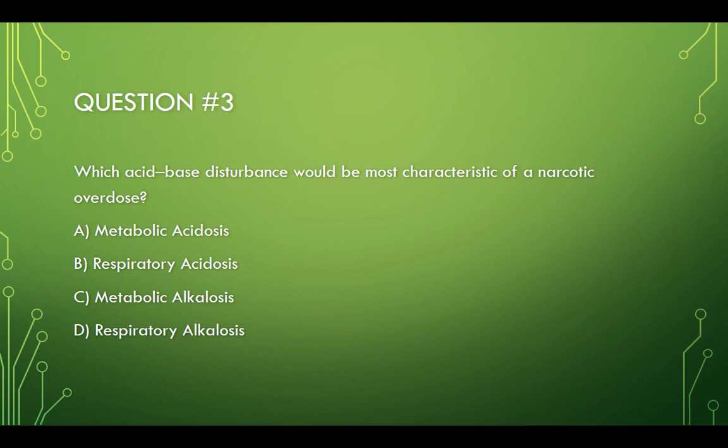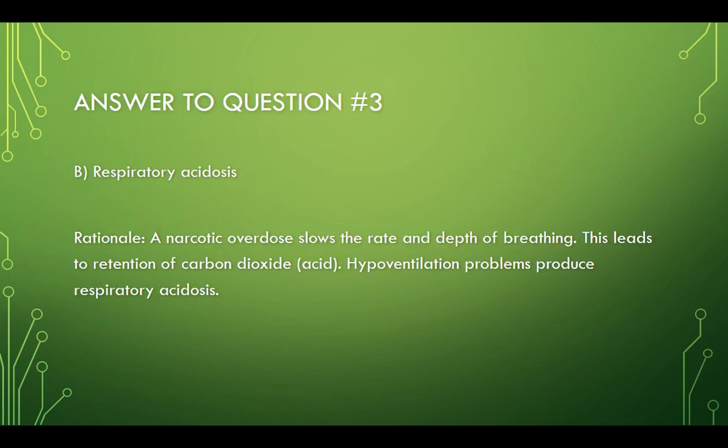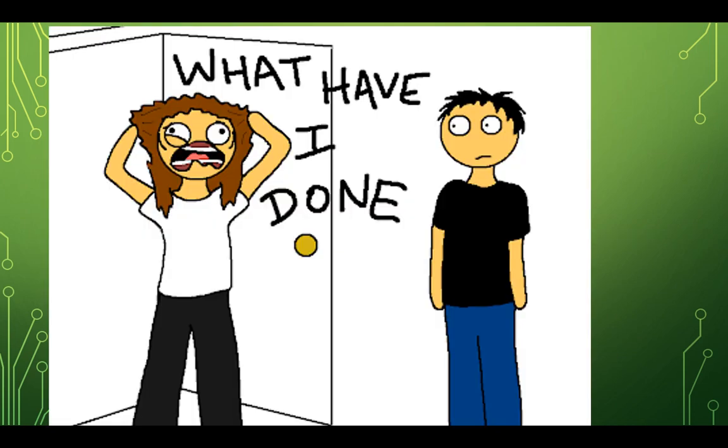Okay. Question: which acid-base disturbance would be most characteristic of a narcotic overdose? Metabolic acidosis, respiratory acidosis, metabolic alkalosis, or respiratory alkalosis. It's respiratory acidosis because they stop breathing because it's a narcotic and it slows their rate of breathing. So what have you done?